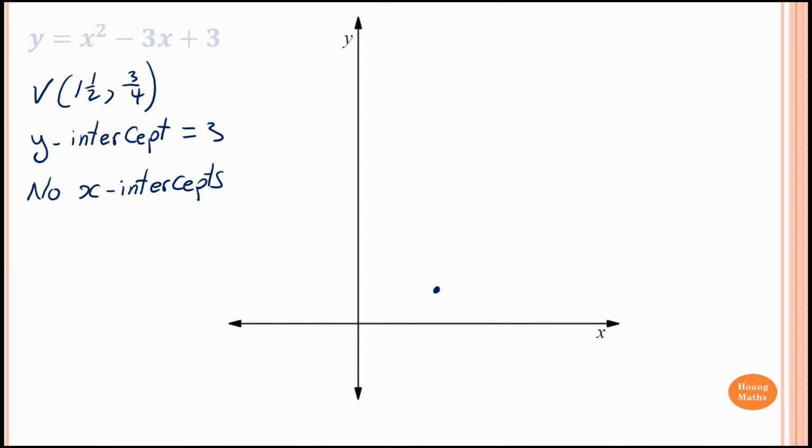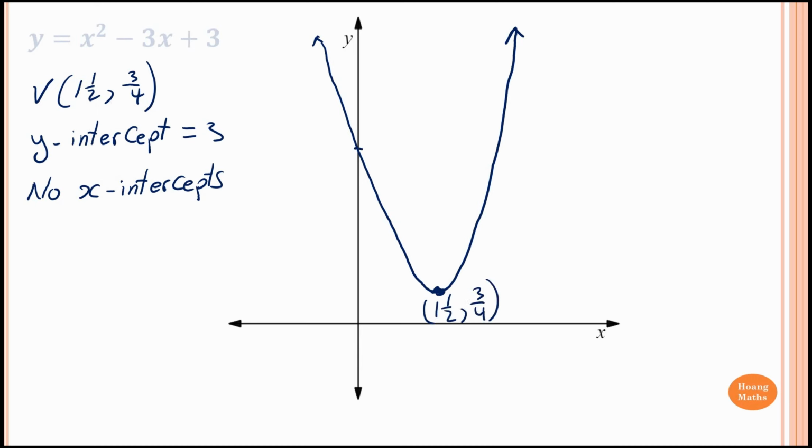So no x-intercept. So the graph just goes from here, going down, and then connects to the point, and then just try to draw it as symmetrical as you can. So this is it. So this point here is 1.5 and 3/4, and this is 3 here, and y is equal to x squared minus 3x plus 3.